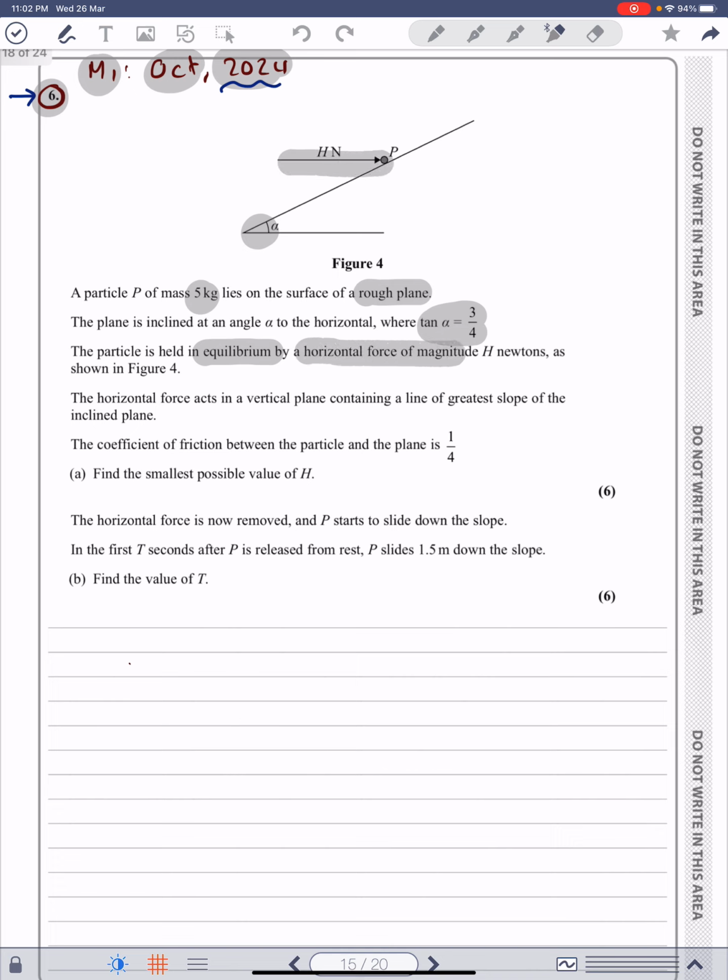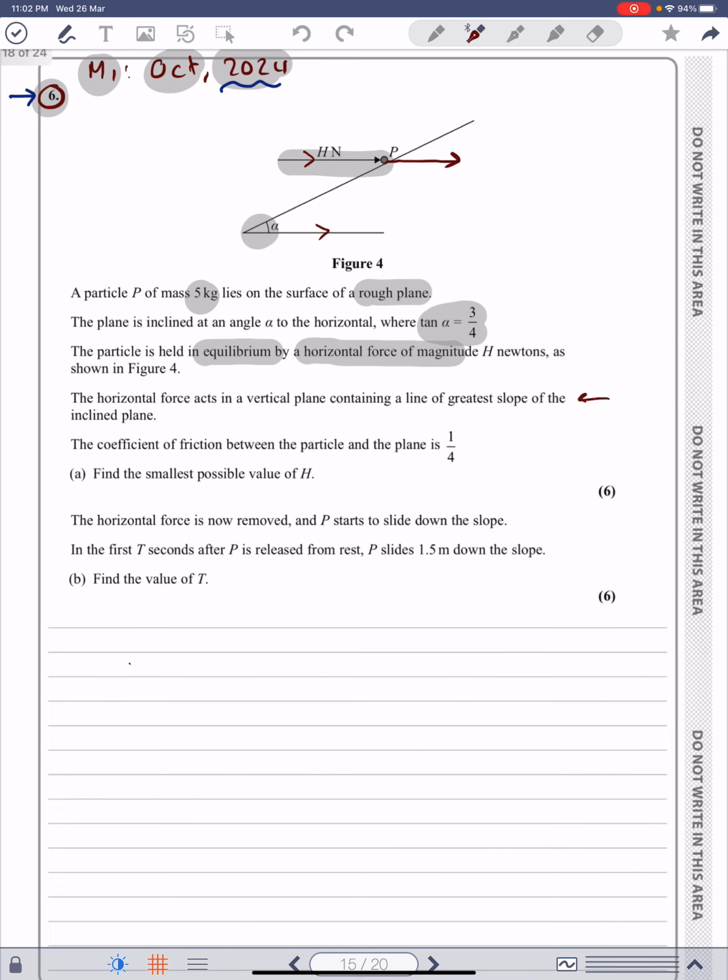Horizontal force means parallel to the horizon, as shown. The horizontal force acts in a vertical plane containing a line of greatest slope, meaning direction. This statement means the direction. As usual, this is the first question like we do in the first two papers, as I'll be doing on the next page. This is what he means by this statement. The direction of the force is like in this direction.